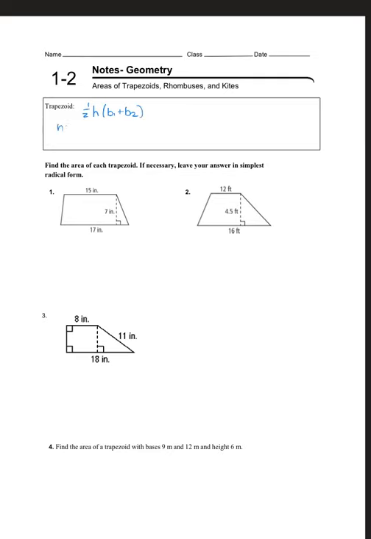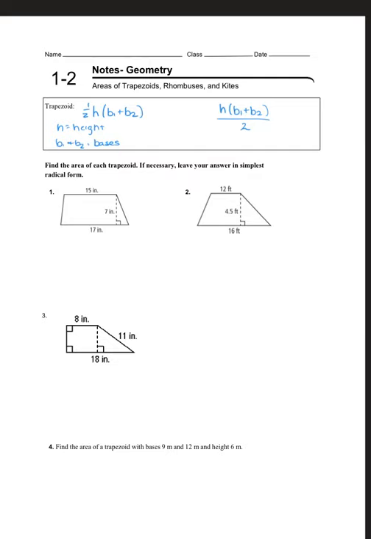All you have to remember is that the h is the height, and the b1 and the b2 are the bases, and the bases are the parallel parts of the trapezoid. Another way to think about this formula is add your bases, multiply by the height, and then divide by 2. So that's basically what we're trying to do when we're finding the area of the trapezoid.